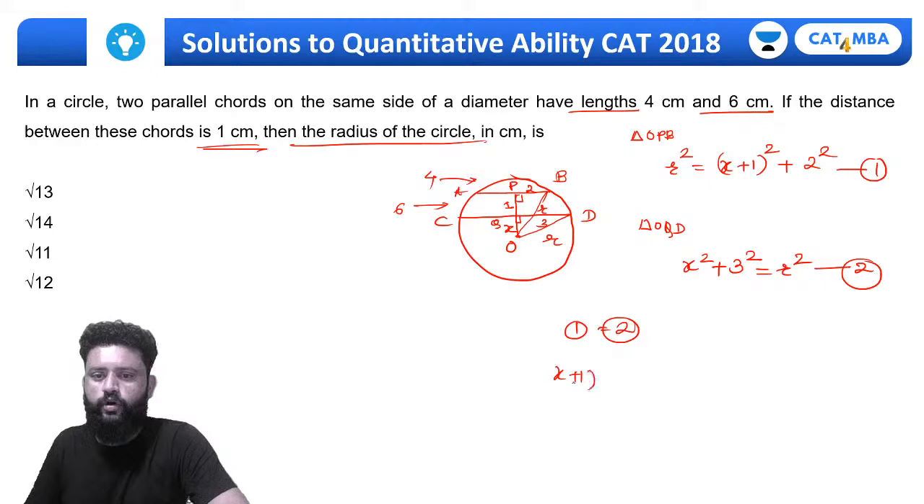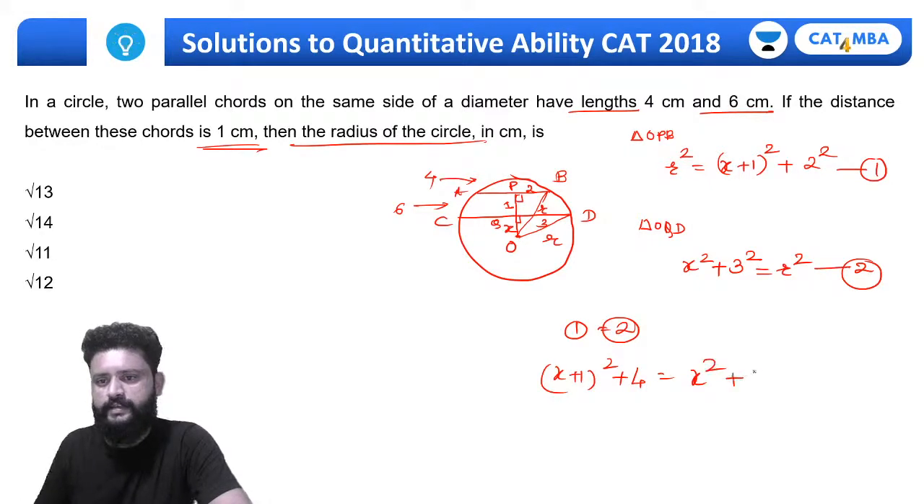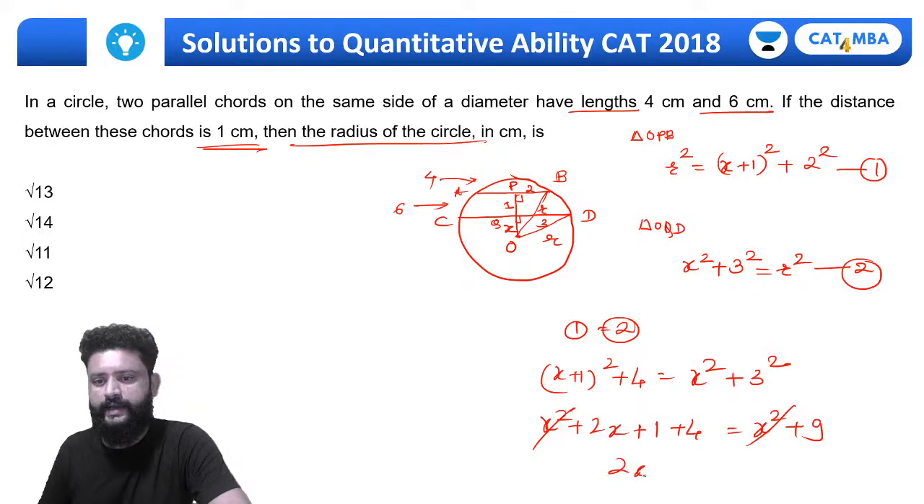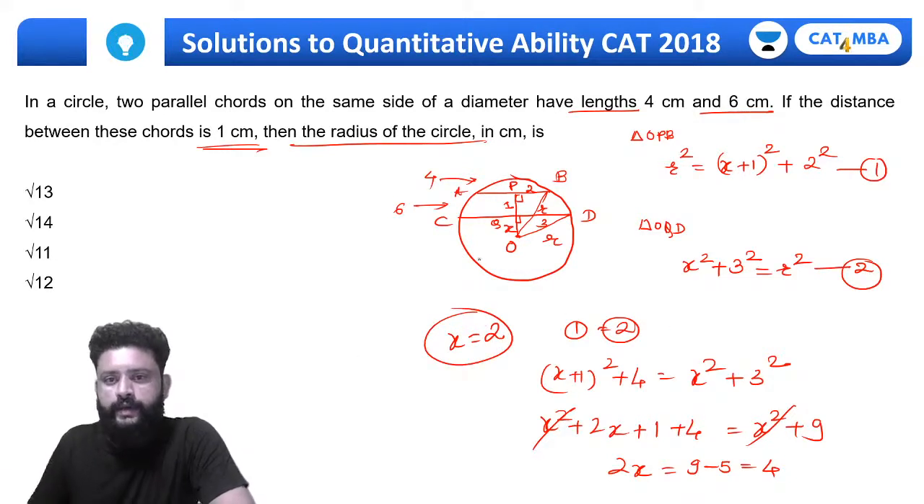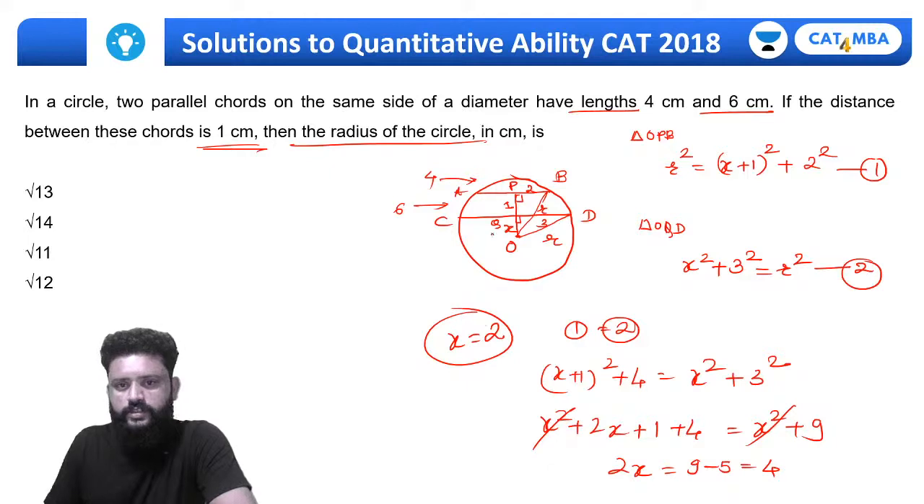So (x plus 1) whole square plus 4 must be equal to x square plus 3 square. So (x plus 1) whole square is x square plus 2x plus 1, plus 4, equal to x square plus 9. This x square gets cancelled. I'll get 2x equal to 9 minus 5, which is 4. So I'll get x as 2. Since we got x as 2, this is 2.